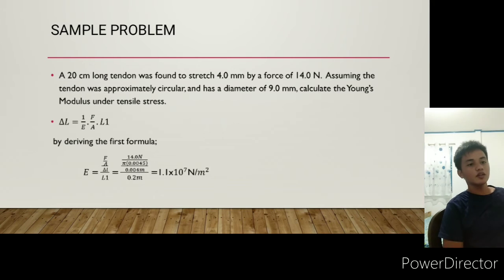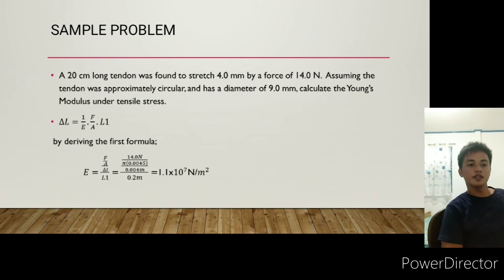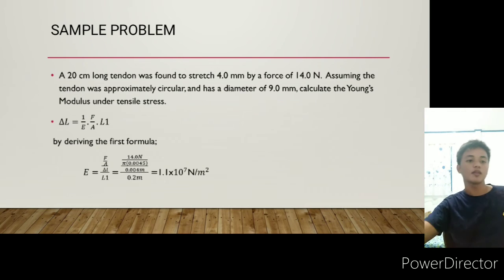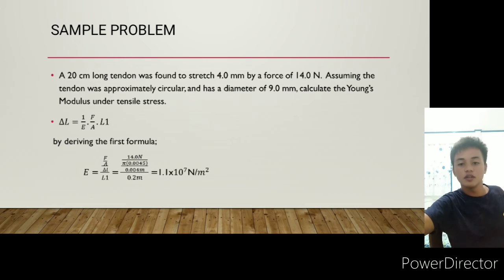L1 is the length of the tendon. By deriving the formula to get the Young's modulus, we get E is equal to F over A over delta L over L1, the length of the tendon. So before we substitute the values of the givens, we need to write the givens here.